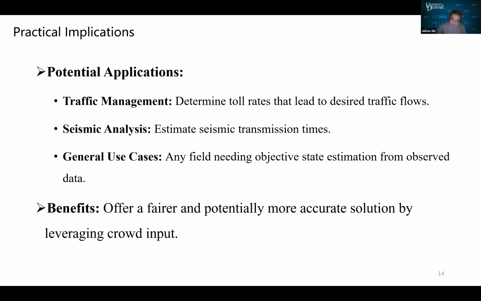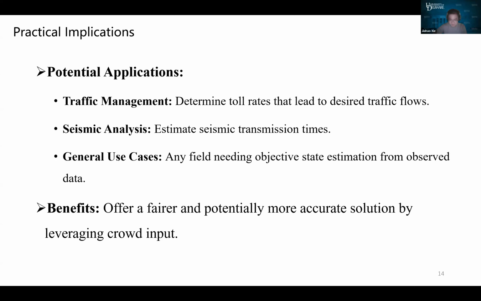Despite the computational challenges, this approach has great potential for practical applications across different fields. One example is traffic management. In this scenario, we could use inverse optimization to set tolls that carry specific traffic patterns, such as reducing congestion in certain areas. By relying on the crowd's beliefs rather than a single decision maker's choices, we get a more democratic and potentially more effective solution.